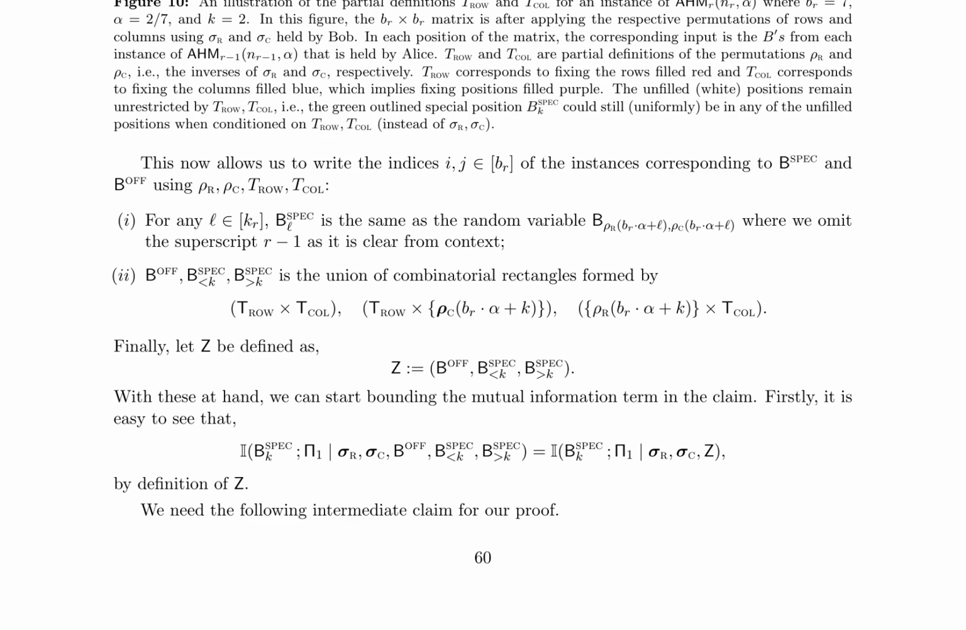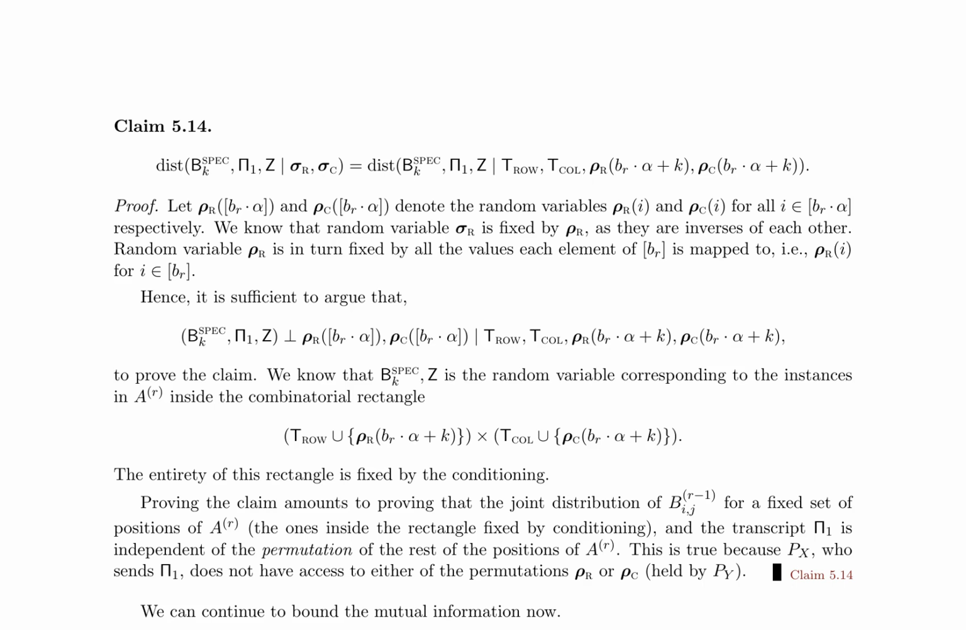An intermediate claim is also mentioned, which is necessary for the proof, although the details are not provided on this page. Claim 5.14 posits that the distribution of B_spec_k, Π1, Z given Σr, Σc is equivalent to the distribution of B_spec_k, Π1, Z given Tro, Tcol, ρr,B_α+k, ρc,B_α+k.